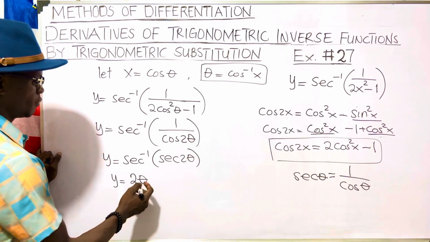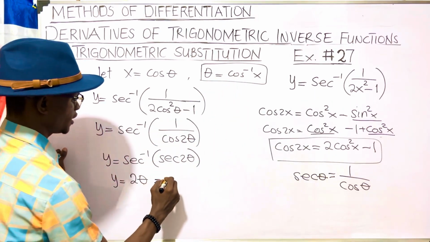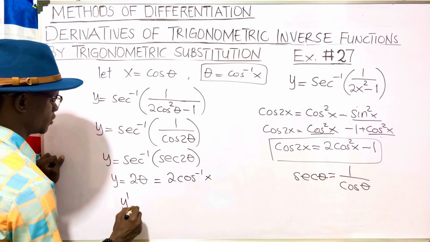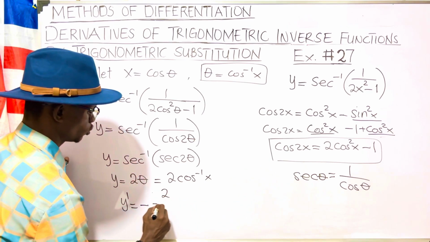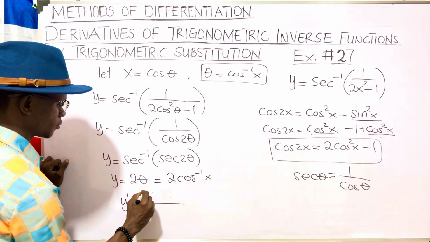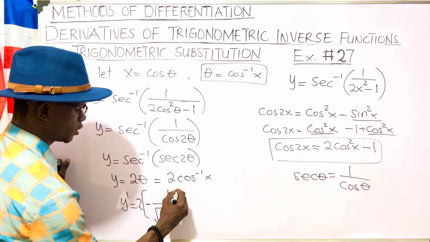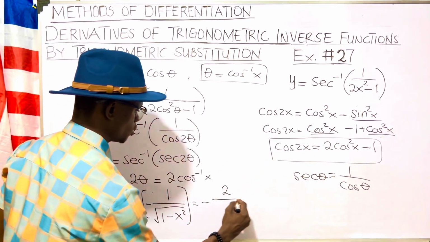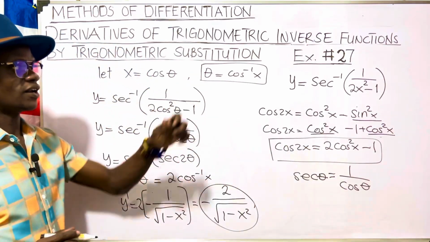So let's find our derivative, but we need to know first what theta is, like we found in the initial stage. So we have y equals 2 cos inverse of x. So y prime will just be the derivative of this function, which is minus 2, because we know that the derivative of cos inverse of x is minus 1 all over the square root of 1 minus x squared, times the derivative of x, which is just 1. So the final answer will be negative 2 all over the square root of 1 minus x squared. So this is our final answer for this problem.